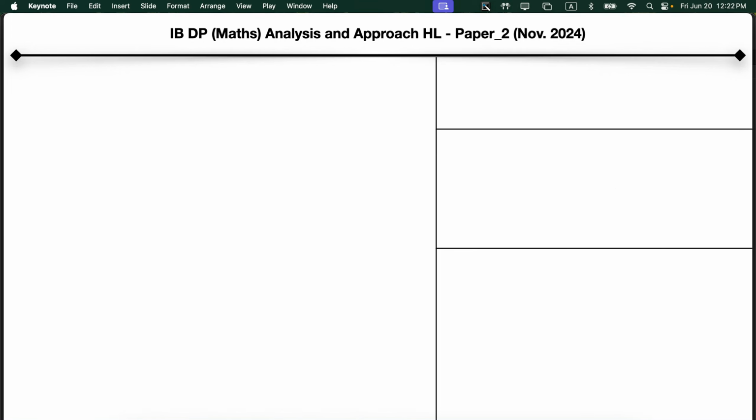This is a series of solutions for the paper 2 questions in the IBDP Maths Analysis and Approach higher level exam that was held in November 2024. This is a calculator use exam. So most of the problems require you to use a calculator in order to find certain variable values to obtain approximations.